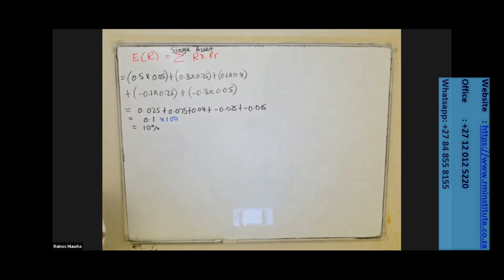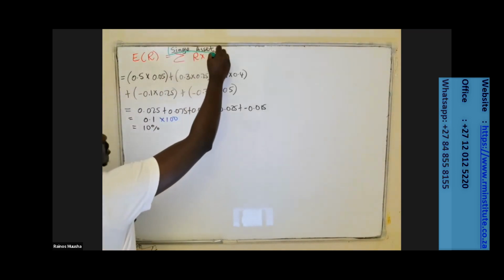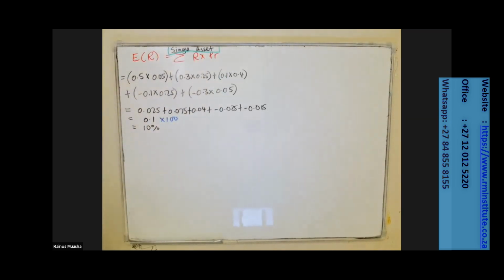Are we on the same page? Anyone lost? So for a single asset, in this case, your expected return is given by this. Any questions? Anyone lost?